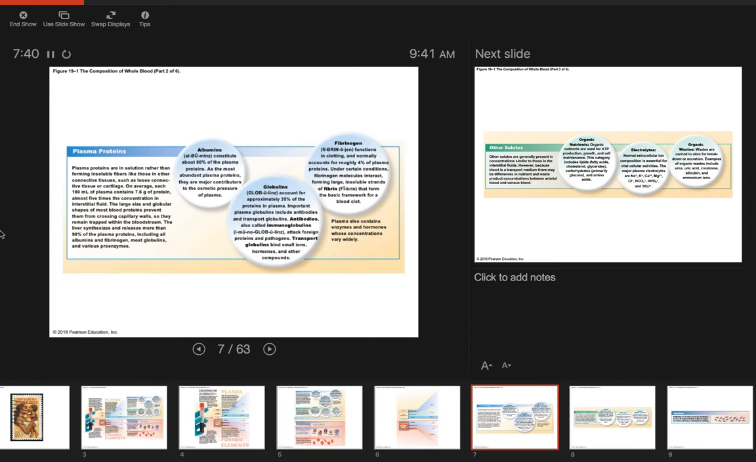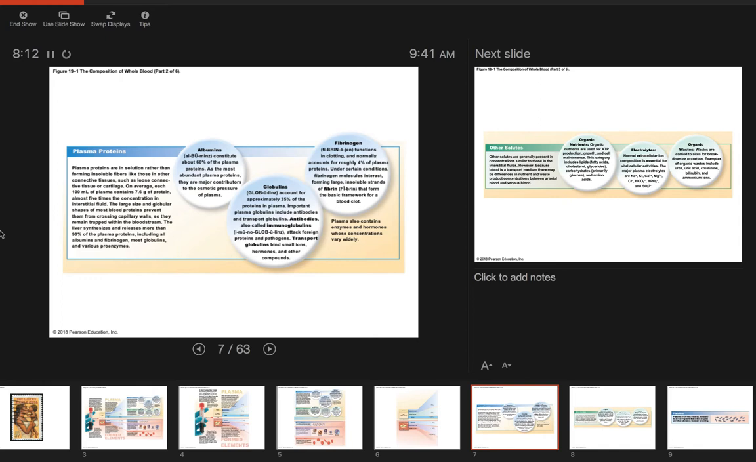The next one is called a globulin. Globulins are plasma proteins. They're about 35% of all the plasma proteins. And globulins can be one of two things. They can either be antibodies. So some of the plasma proteins are not going to look like that type of protein. They're going to look more like this, which is an antibody. So that's a globulin.